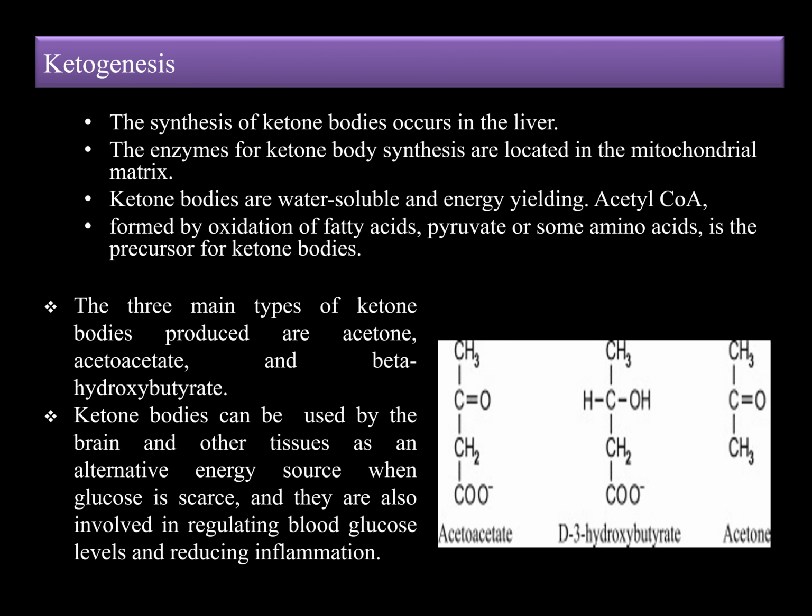Now we start ketogenesis. Ketogenesis is the formation of ketone bodies in the liver. They happen mainly when the body is in fasting, starvation, uncontrolled diabetes, or very low carbohydrate intake, when fatty acid oxidation produces too much acetyl-CoA and the TCA cycle cannot handle all of it. The liver converts acetyl-CoA into ketone bodies. These ketone bodies can be used as an alternative fuel, mainly for the brain during prolonged fasting.